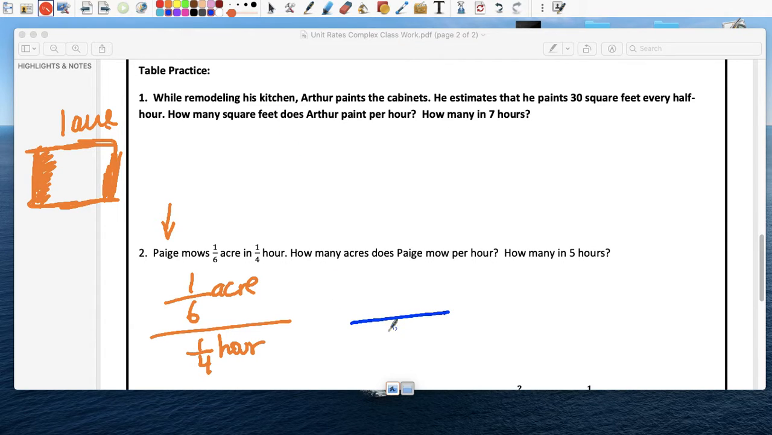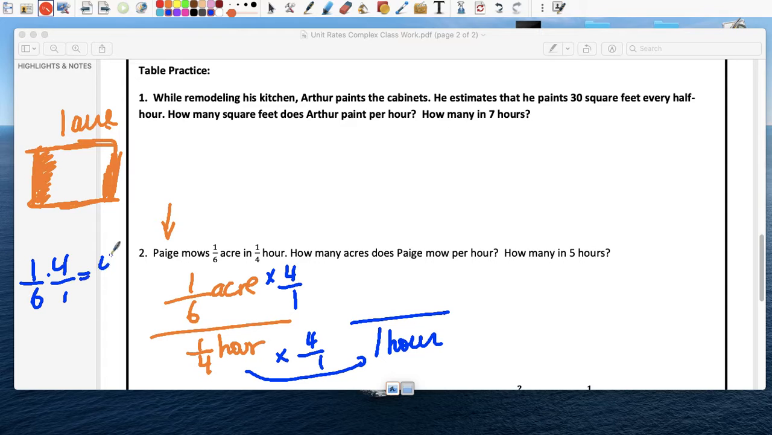Well, we're going to multiply this por cuánto? 4/1. Y aquí también 4/1. So 1/6 times 4/1 equals 4/6. Y si ustedes simplifican, if you divide top and bottom by 2, 4 divided by 2 is 2, 6 divided by 2 is 3. So we get 2/3 of an acre. So in 1 hour, en una hora, ella puede hacer poquito más hasta acá.